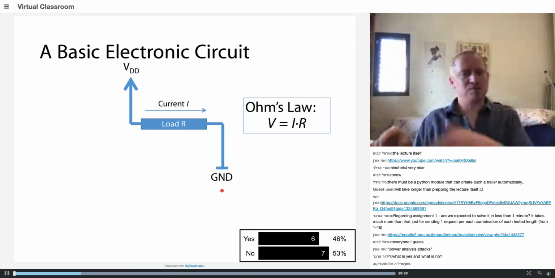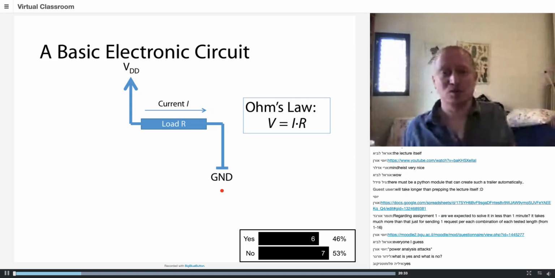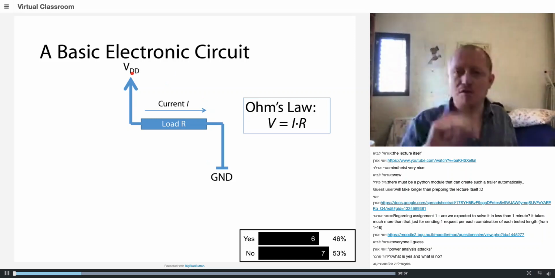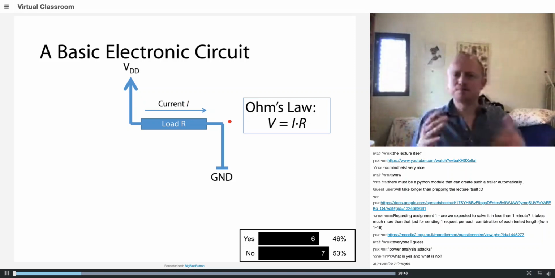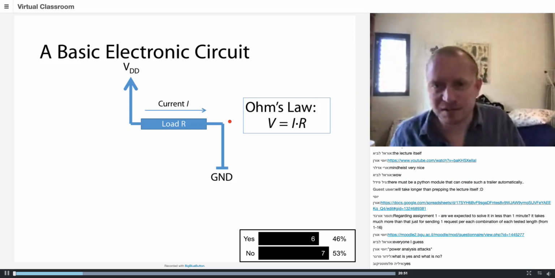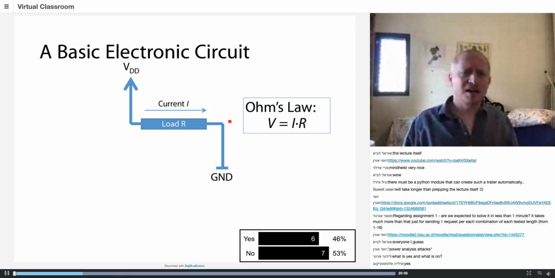The ground is where the electricity wants to go. The electric potential wants to go, and there is a flow of electrons. This is the current. They are flowing, and they're going through the load. And the load is the piece of the circuit that does the actual work. Various things you can do with electricity, and we'll talk about it a bit later. But this is the basic electronic circuit.